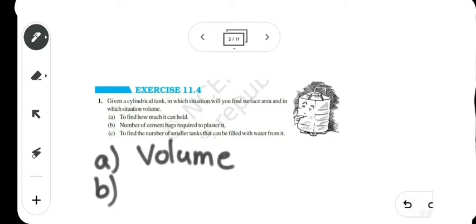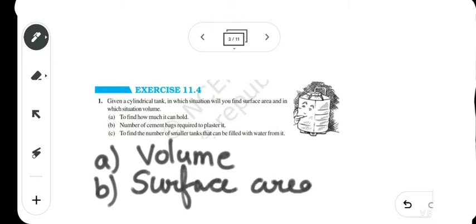Now we want to plaster it from outside. We want to plaster it by using cement bags. So we will be putting cement all around it on the outside surface. So what we have to find here, we will find surface area. To find how many cement bags will be needed, we will find surface area.